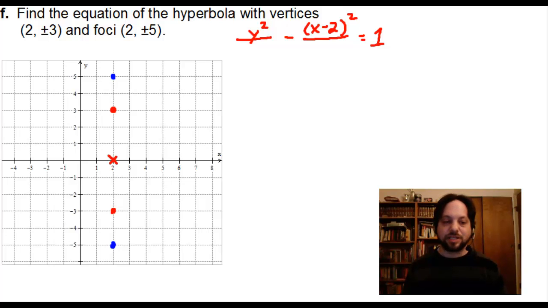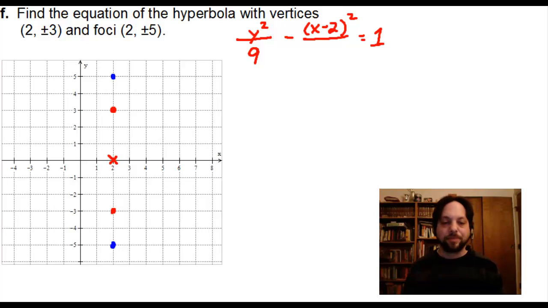Notice that from here to here, that is going to be my major axis length. It's 3. And so what I'm going to put under the y squared is going to be 9. All right, so far so good. All I need now is to figure out what goes under the x minus 2 squared, and maybe my focus will come into play.